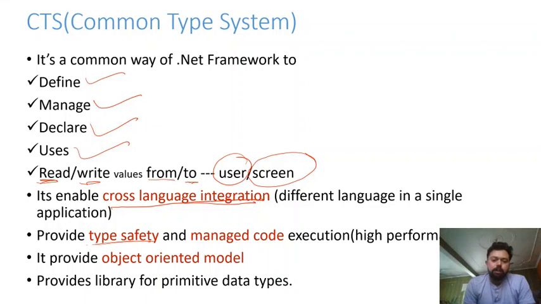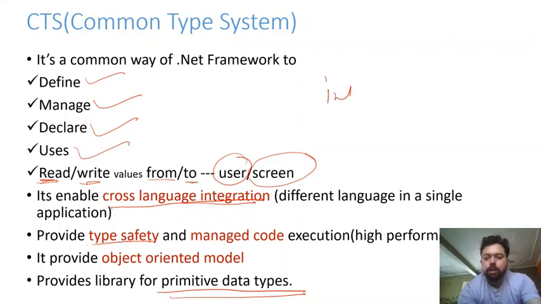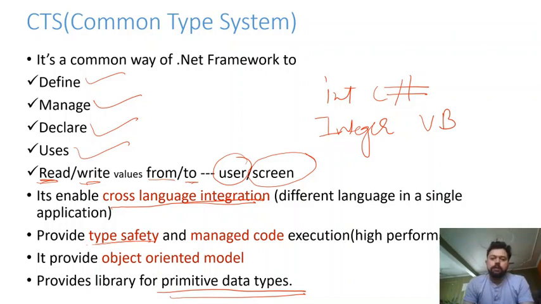The last point is it provides a library for primitive data types, right? So what does primitive data type mean? We use int in C# and Integer in VB, right? In CTS, this data type is called Int32.